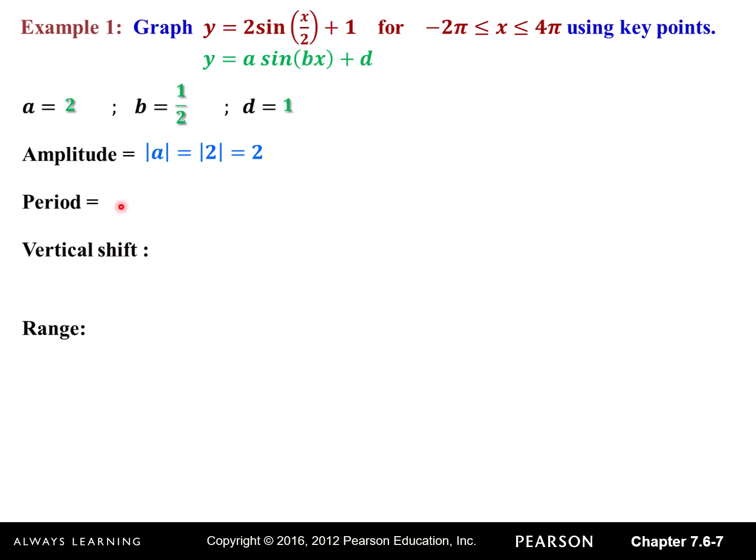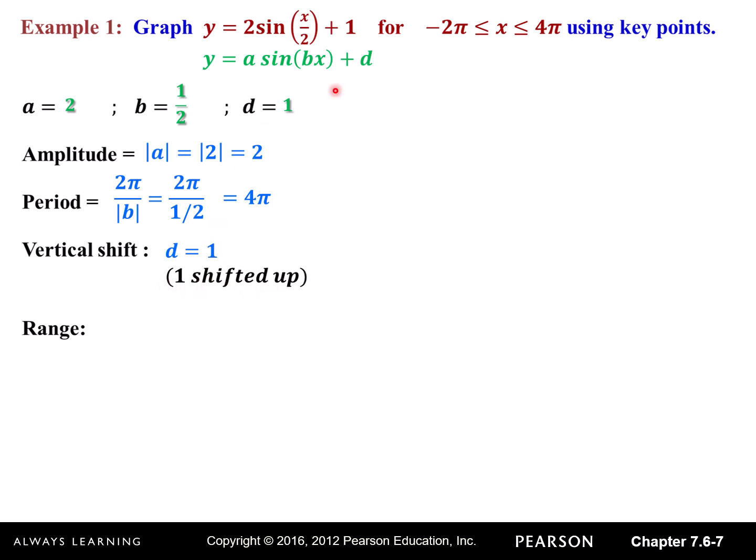And then for the period, we will follow the formula 2 pi over the absolute value of b. Since b is equal to 1 half, you will substitute 1 half in b, and simplifying this will give you 4 pi. And then the vertical shift is determined from the value of d, which is equal to 1. So it means it is shifted 1 unit up.